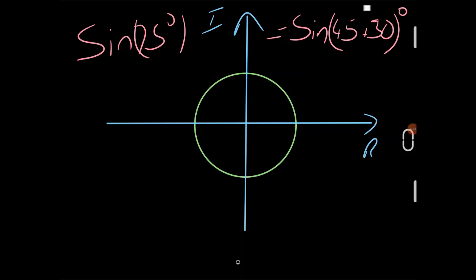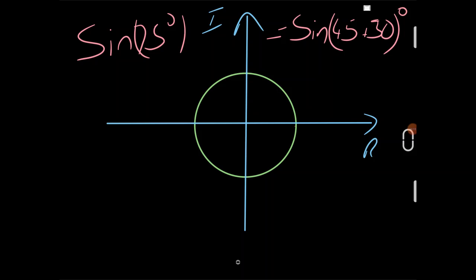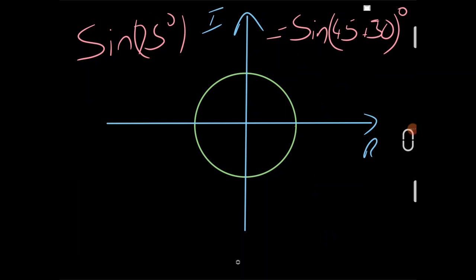So first let me draw sine 45. We all know what is the value of sine 45, right? Sine 45 is 1 by root 2. We know cos 45 is also 1 by root 2. It is one easy angle. So let me draw sine 45, and I will draw using this color. So this is sine 45. This is 45 degree.